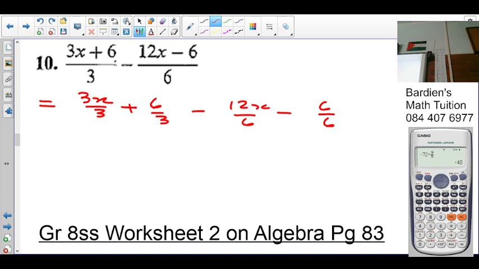Why? Because this is supposed to be a bracket. More than one term following a negative sign. Can you see that, people? More than one term following a negative sign. So I must put that bracket in.